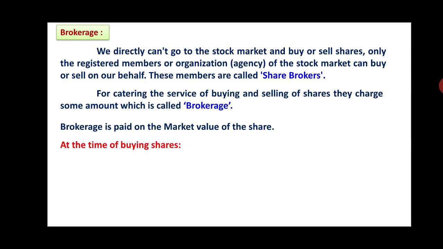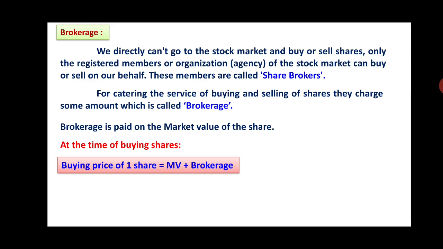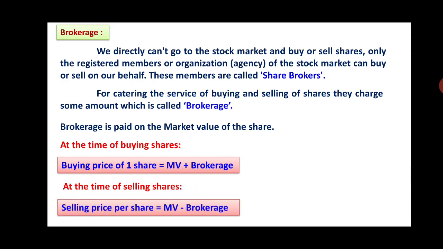At the time of buying shares, the equation is: buying price of one share is equal to market value plus brokerage. At the time of selling a share, the equation becomes: selling price per share is equal to market value minus brokerage.